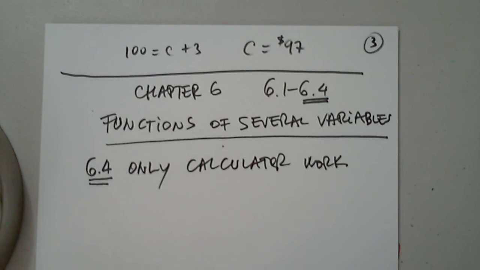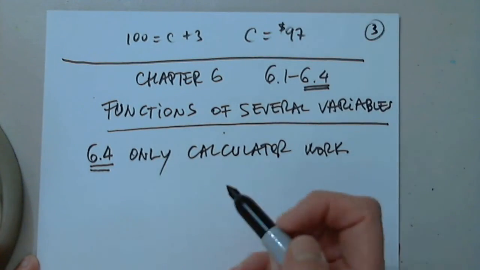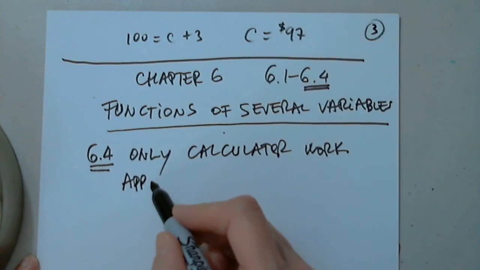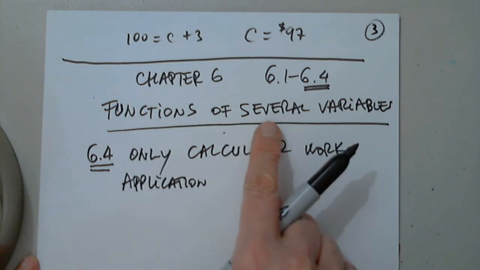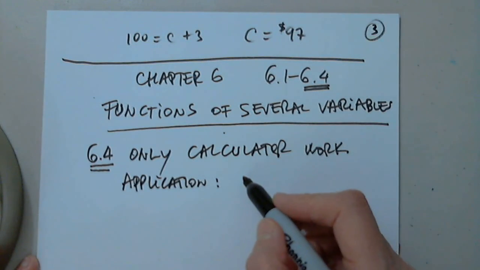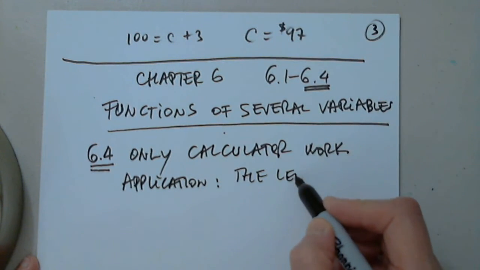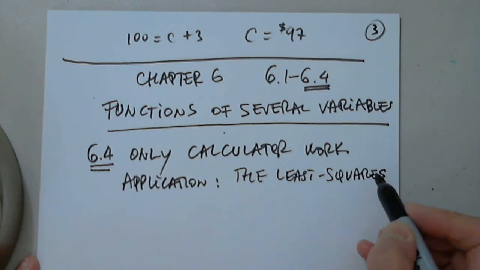So let me explain what this last section deals with. The title is a specific application of functions of several variables. And the application is called the least squares technique.